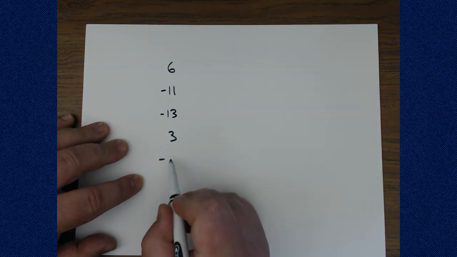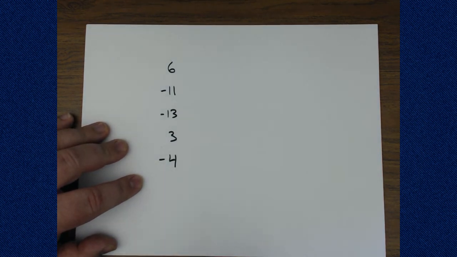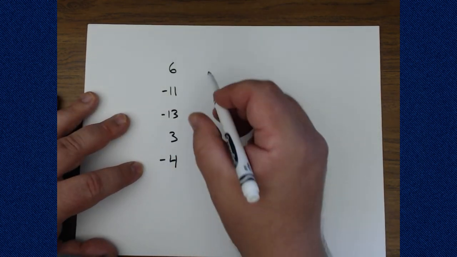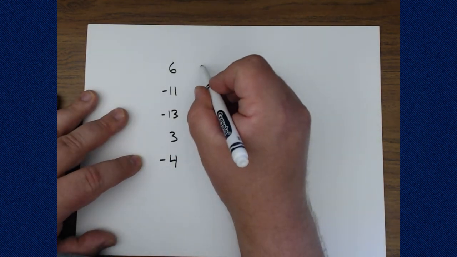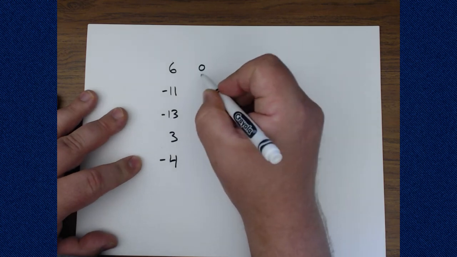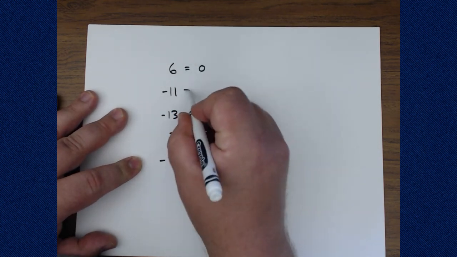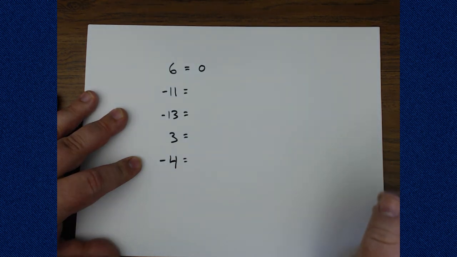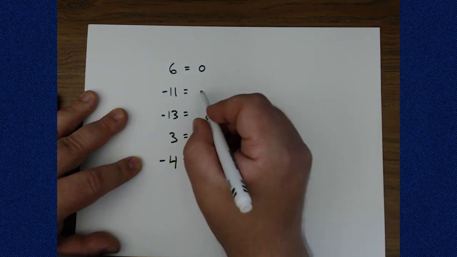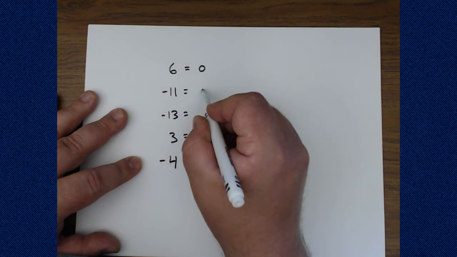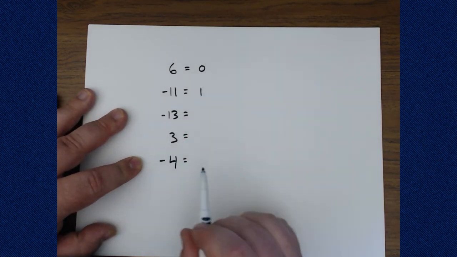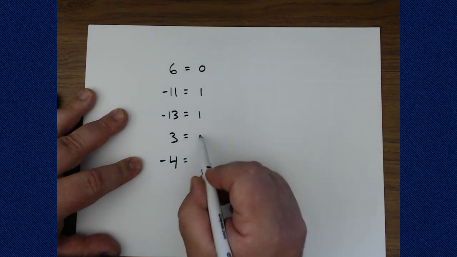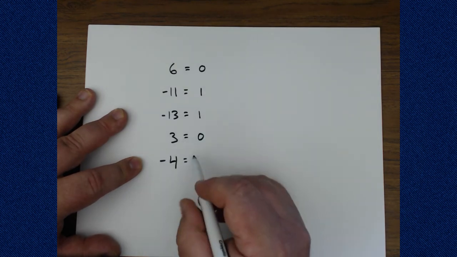3 and negative 4. So for 6, we see that it's positive, so in the sign bit we're going to put a 0. Let's do that all the way down and do these conversions somewhat mechanically. Here for negative 11, we know that this is going to be a negative, so we're going to put a 1 in the sign bit. We know this is negative, so we'll put a 1. Here's a positive number, so we'll have a 0. And a negative number, so we'll have a 1.